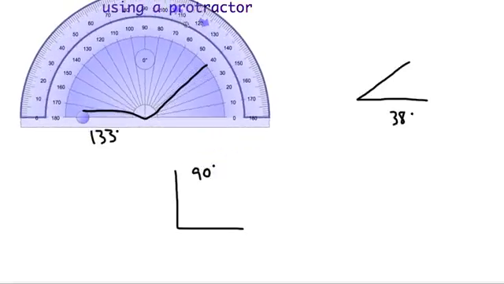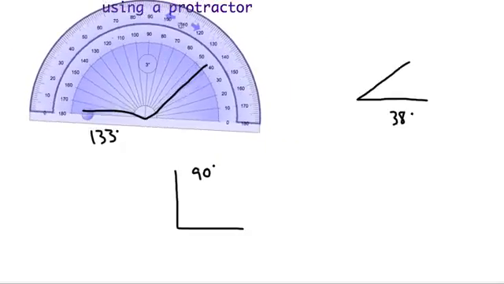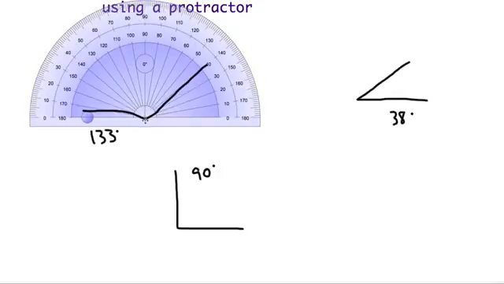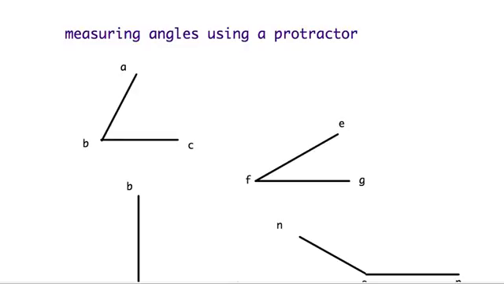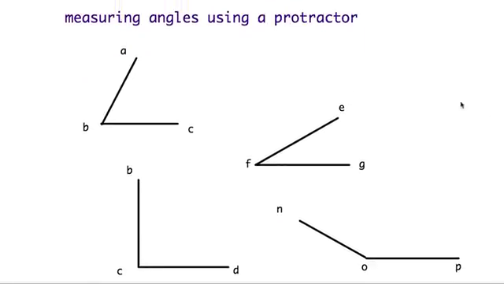The thing about the protractor is you always have to remember to put the base along the base of the angle, make sure the center is in the vertex, and think about your 90 degrees rule. This next page, I have some angles. This is angle ABC. This is angle EFG.